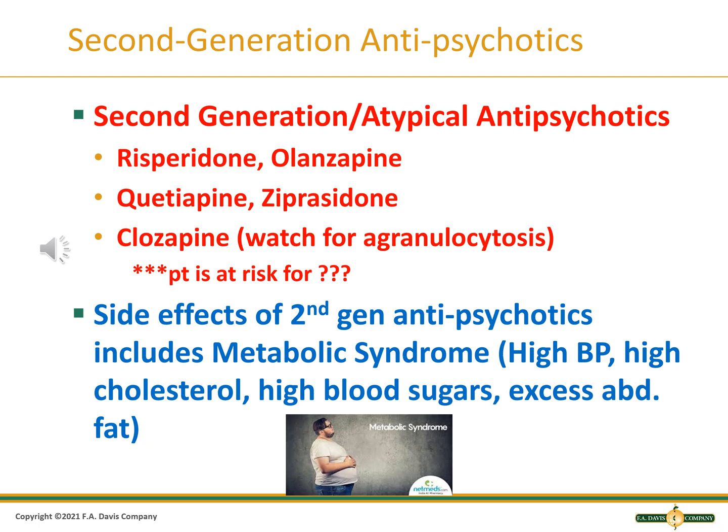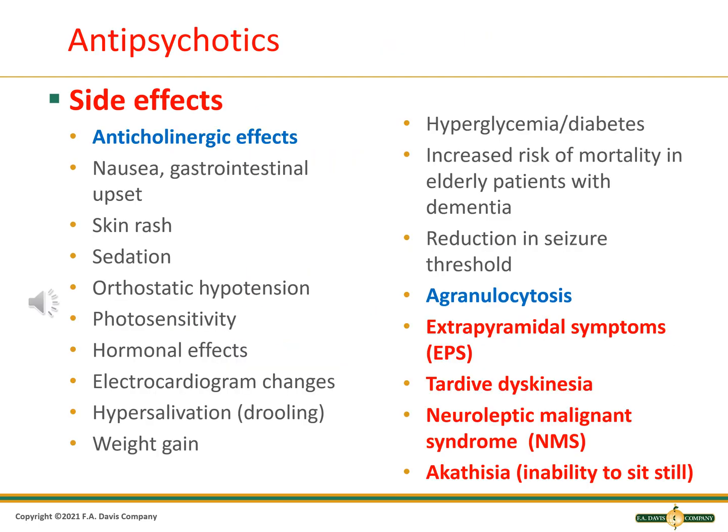We cannot stress enough the need to monitor clients who take clozapine for symptoms of agranulocytosis it induces, such as sore throat, fever, or malaise, because they are at risk for infection due to neutropenia, extremely low levels of absolute neutrophil count or ANC. Also, metabolic syndrome is a side effect to watch for in clients taking atypical antipsychotics. Be able to remember the common side effects of antipsychotics, including but not limited to sedation, nausea, EKG changes, drooling, weight gain, EPS, agranulocytosis, tardive dyskinesia, and NMS.